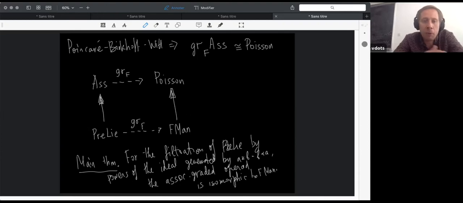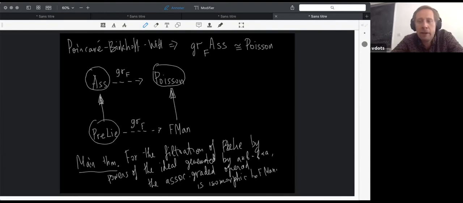Of course, there is something which I want to emphasize here: in this square, the three vertices, associative, Poisson, and PreLie, are operads with quadratic relations, and so they fall into the framework of Koszul duality theory. So the three vertices of this square, associative, Poisson, and PreLie, are quadratic Koszul operads.